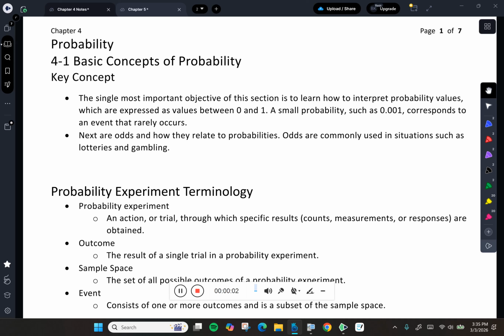Welcome back for chapter 4. This should be a short chapter. There's only one section we're covering in this chapter, but that one section is a pretty big idea. It's the basic concepts of probability.